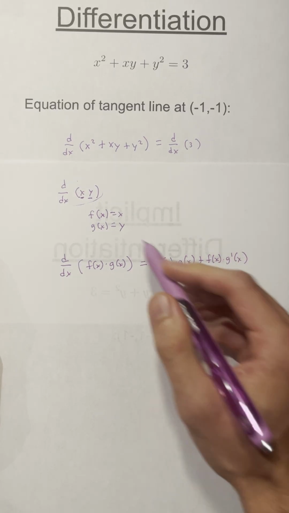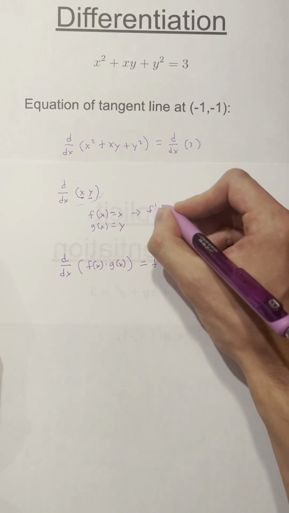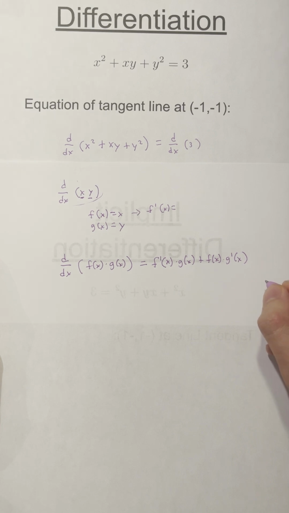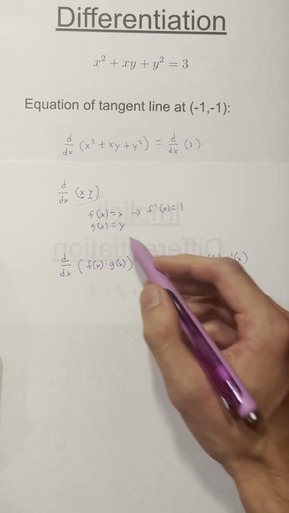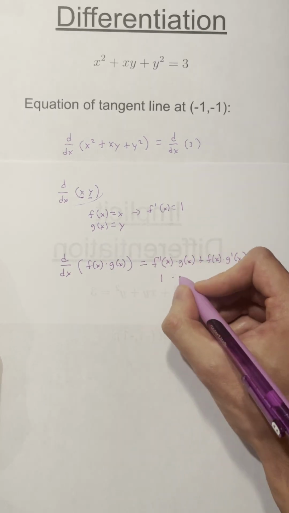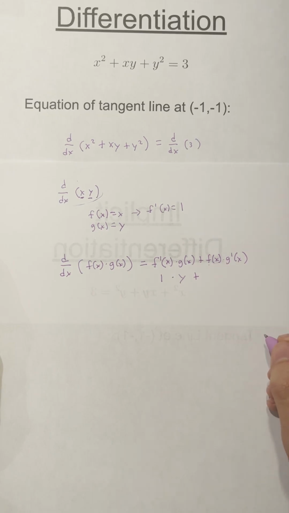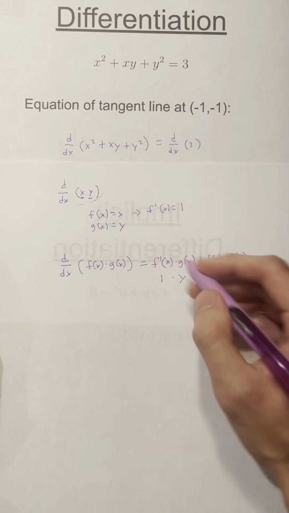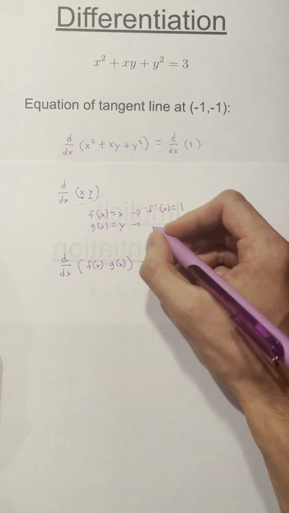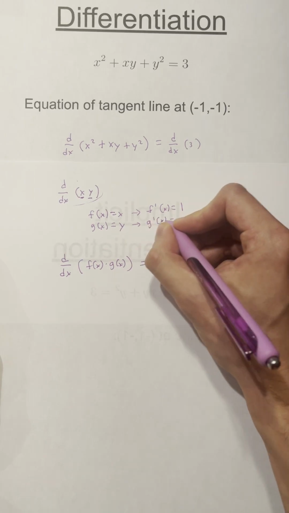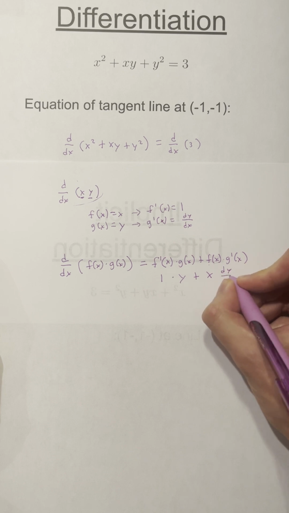All right, so if f of x is equal to x, then f prime of x is how much? 1. Okay, and then times, what goes here? y, and then plus, what is this equal to? x, and g prime of x. Okay, so if g of x is equal to y, g prime of x would be equal to dy dx. So dy dx.